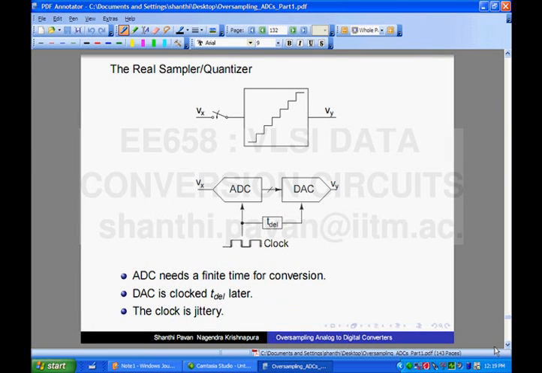In practice, what happens? There are two things that we need to bear in mind. First, there has to be a delay between the ADC and the DAC, because the ADC samples, makes a decision, that decision has to be conveyed to the DAC, and whatever transistors in the DAC have to switch and produce a current or a voltage. So there has to be some finite delay between the ADC and the DAC.